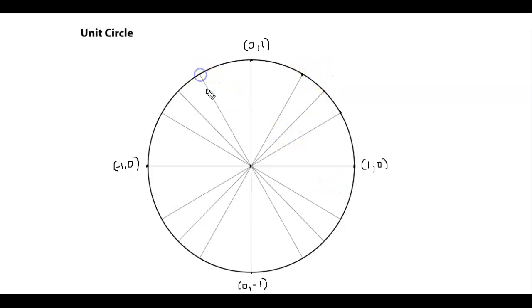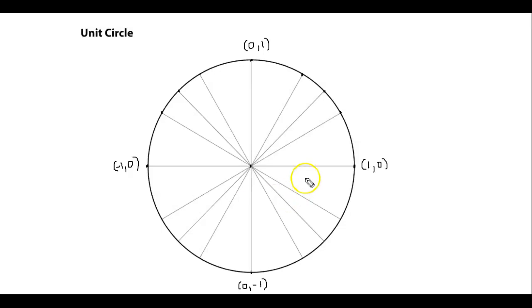Because if we can find those coordinates, we know that the x-coordinate is equal to the cosine of that angle, and the y-coordinate is equal to the sine of that angle. And so this becomes our calculator. If I know what these points are, I know the sine and the cosine for that angle.